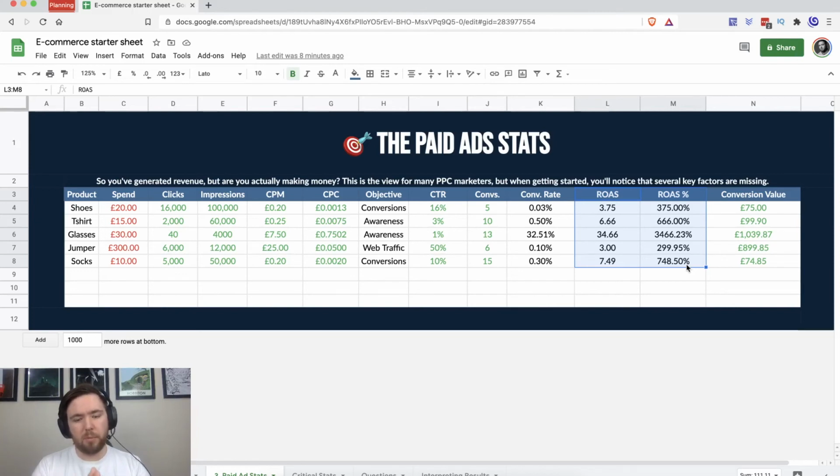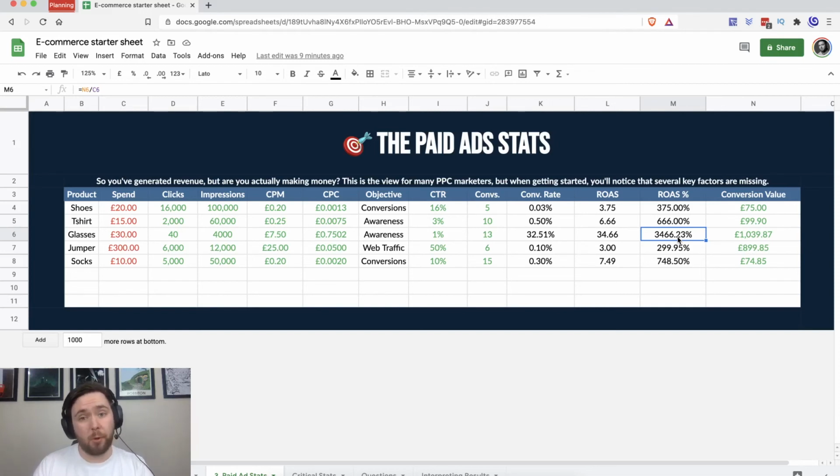Remember when I said earlier that people fixate on conversion value and spend. Two numbers that accentuate that fixation is ROAS, return on ad spend. So in our example of the glasses, for £1 of advertising cost that I spend, I generate £34.66 in revenue, which equates to a return of £3,466.23.